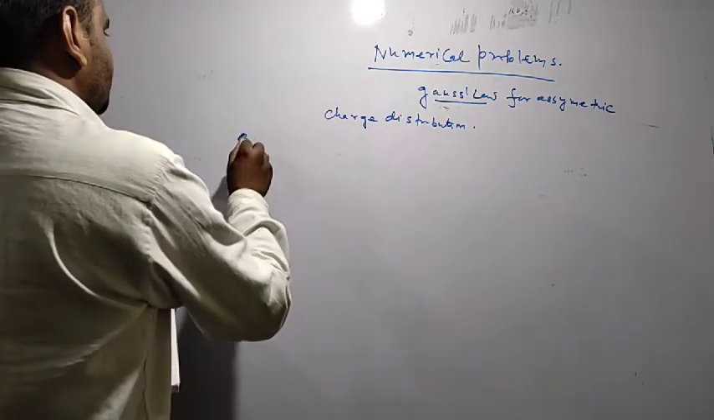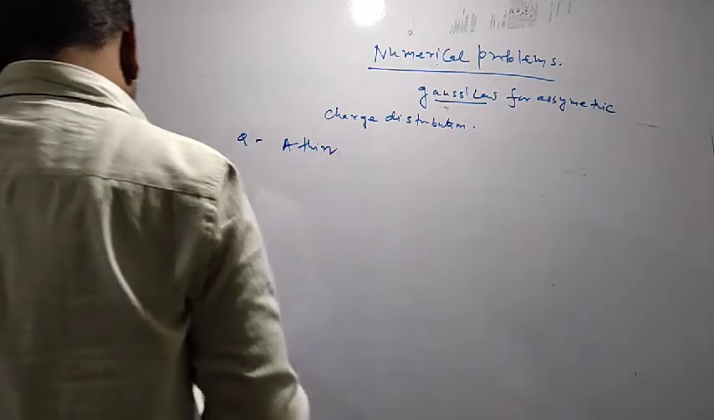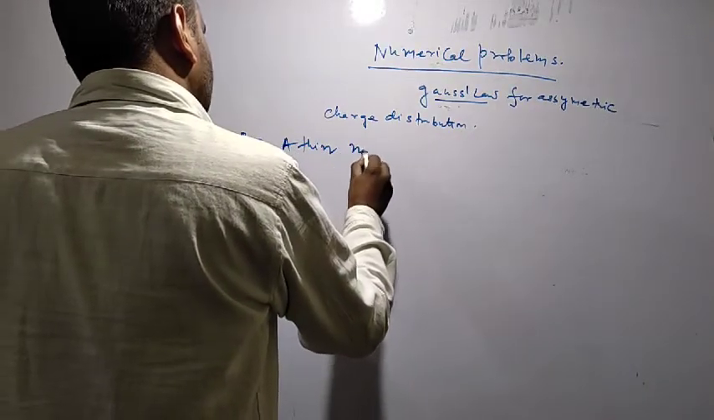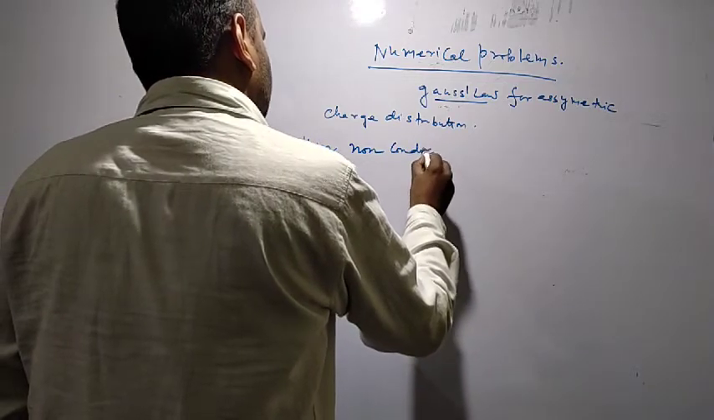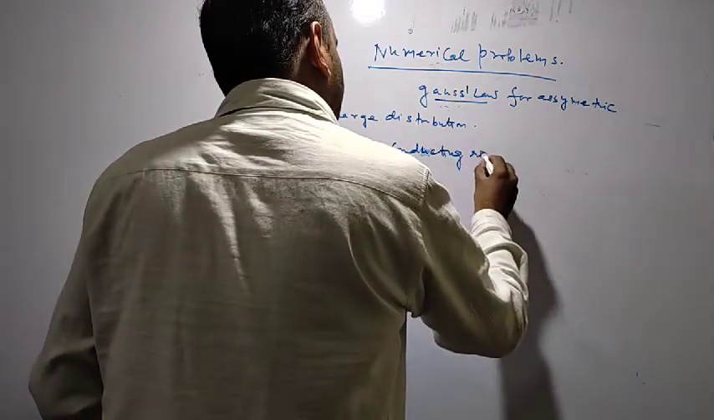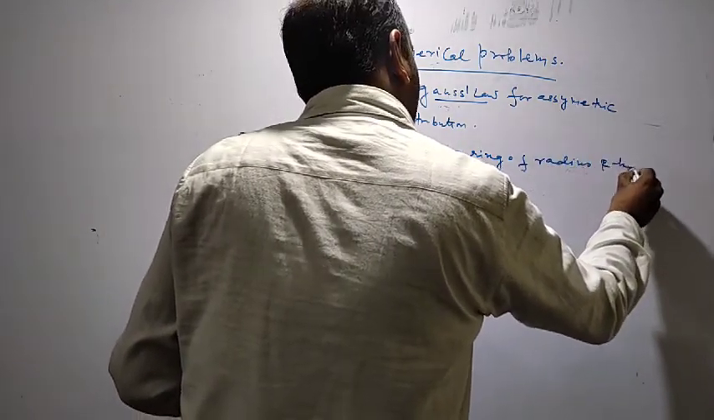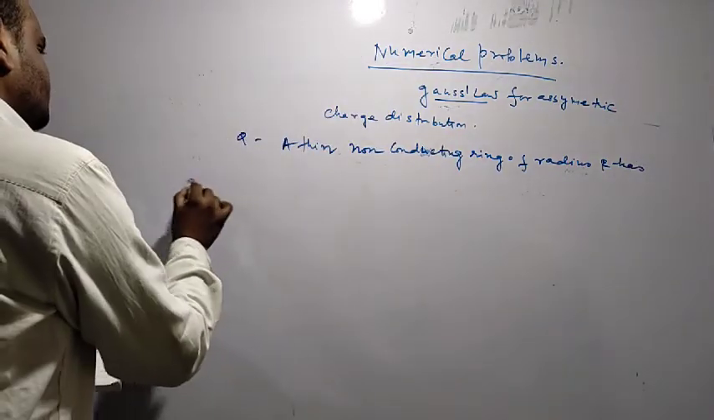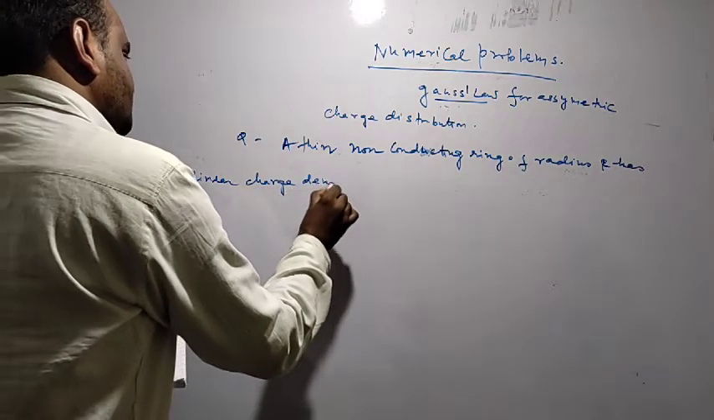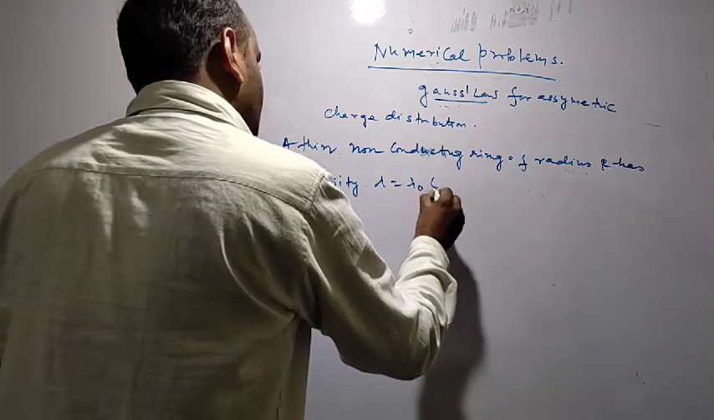My question: a thin non-conducting ring of radius R has a linear charge density lambda, which is nothing but lambda naught cos phi.